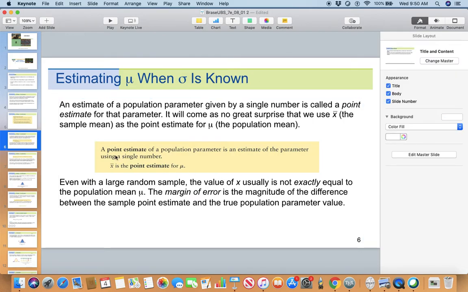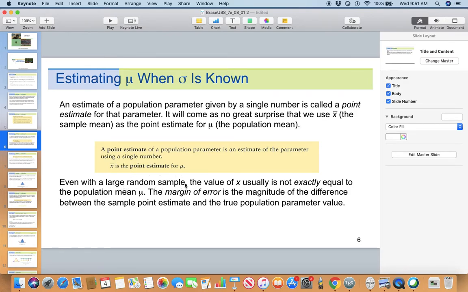A point estimate of a population parameter is an estimate of the parameter using a single number. That's a point estimate, a single number. So we cannot say, okay, I'm estimating the population mean to be between 50 and 60. Now that is not one point. You are giving me one point, and that one number is x bar. X bar is the point estimate for mu.